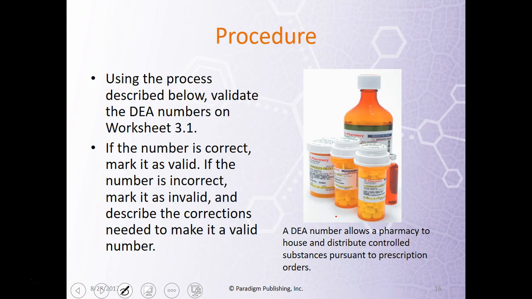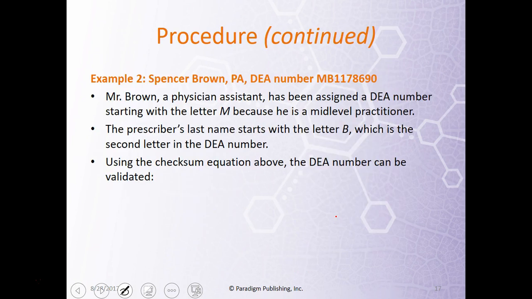Using the process described, validate the DEA numbers on the worksheet that's provided. If the number is correct, mark it as valid. If the number is incorrect, mark it as invalid and describe the corrections needed to make it a valid number. The DEA numbers allow for pharmacies to house and distribute controlled substances pursuant to prescription orders. So you're going to follow through in your lab book, but you're actually going to do the work in your lab manual binder. I've printed the sheets out for you.